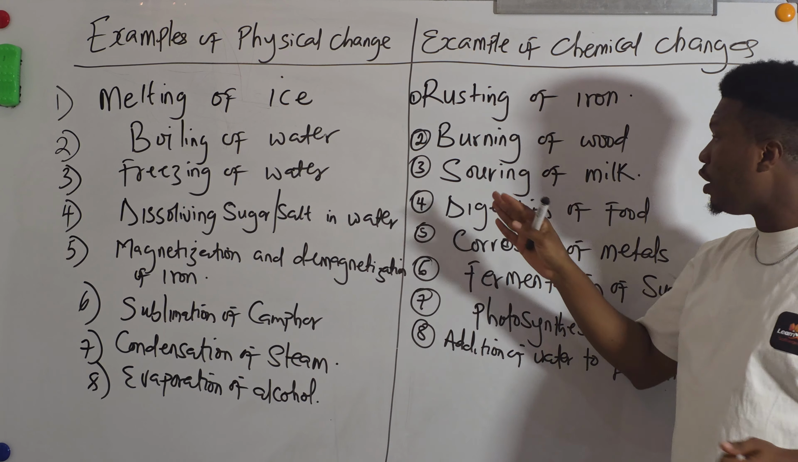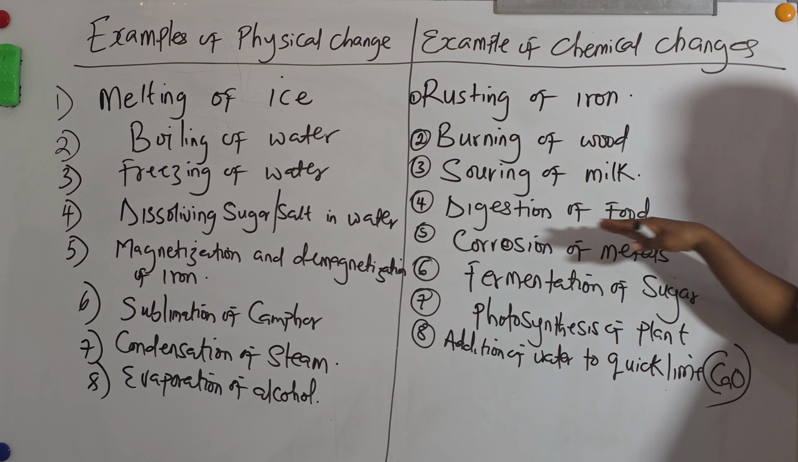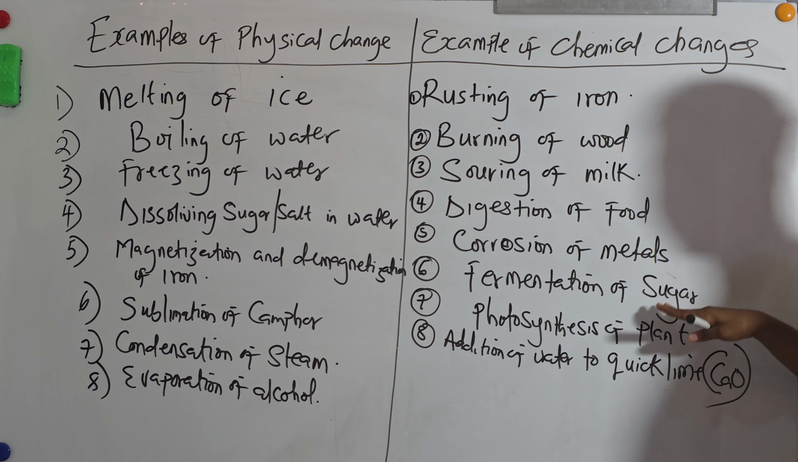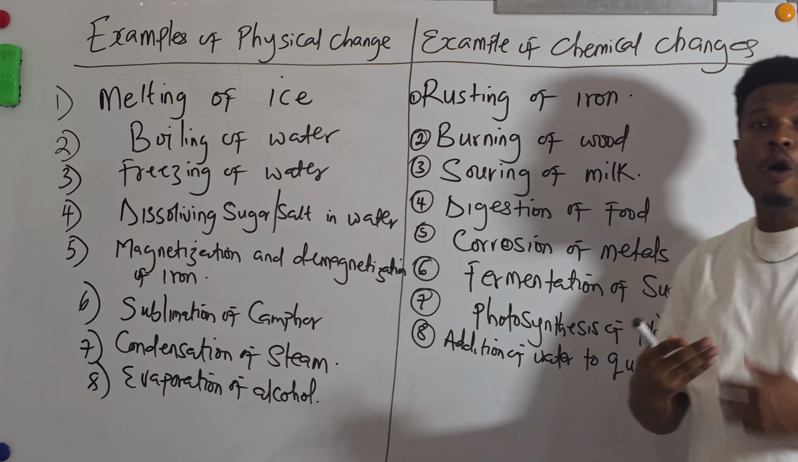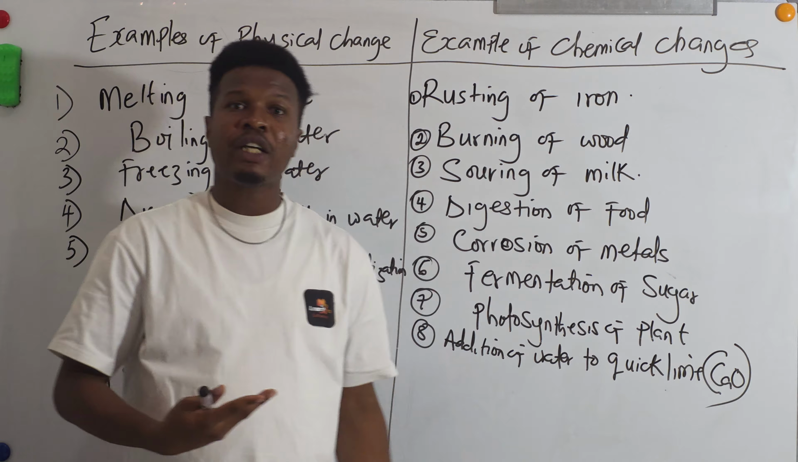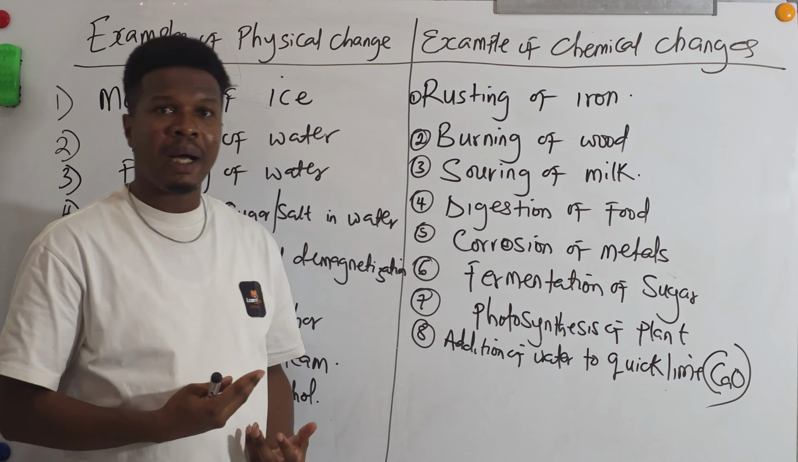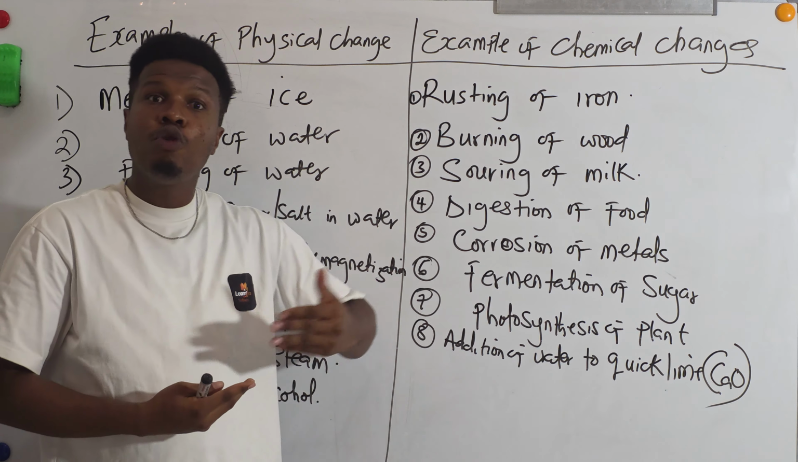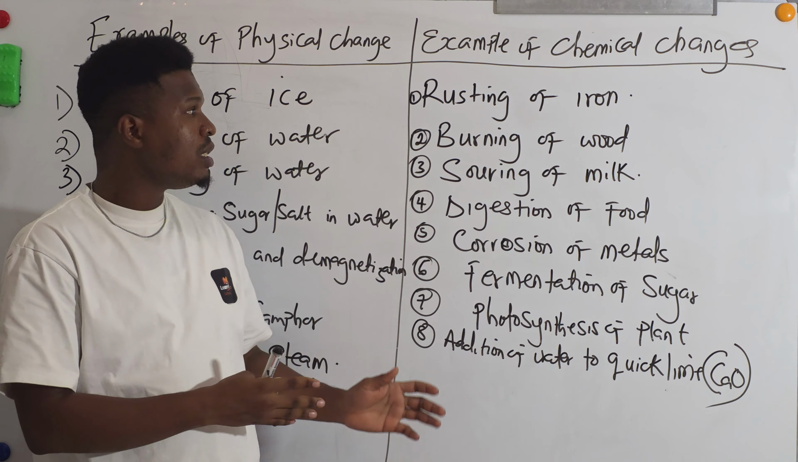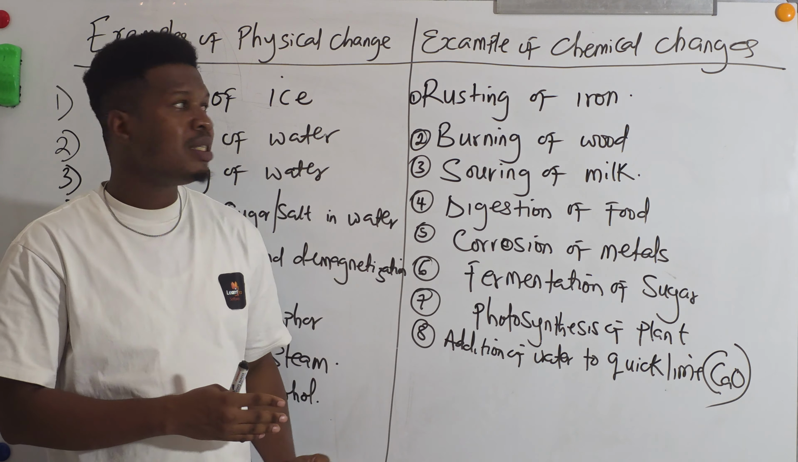Souring of milk also, digestion of food, corrosion of metals, fermentation of sugar, photosynthesis of plants, and addition of water to quicklime to form calcium hydroxide. These are all chemical changes because you can't recover it back. It's a chemical reaction. It goes and doesn't come back. Also, you have new products that are being formed, which are different from what you already have. So these are the key examples.